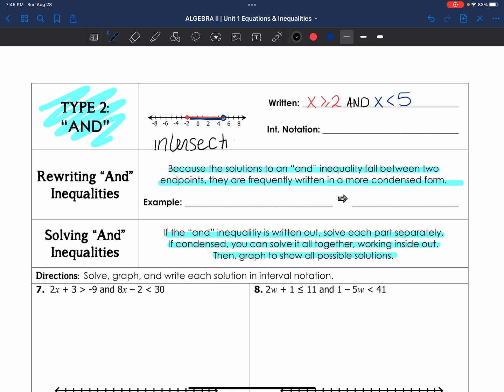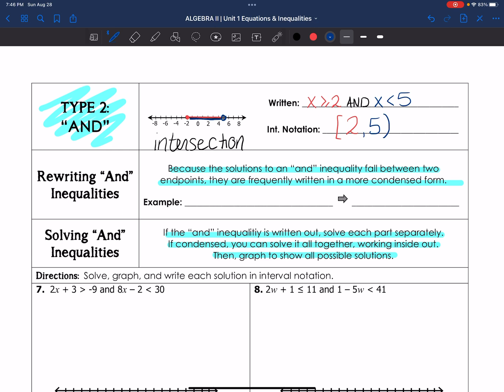Where do both of those inequalities happen? That is this region that is shaded by both of them. In interval notation, how would we represent that graph? Well, it would be a closed boundary at 2 and then an open boundary at 5. It is the values between and including 2, but not including 5.